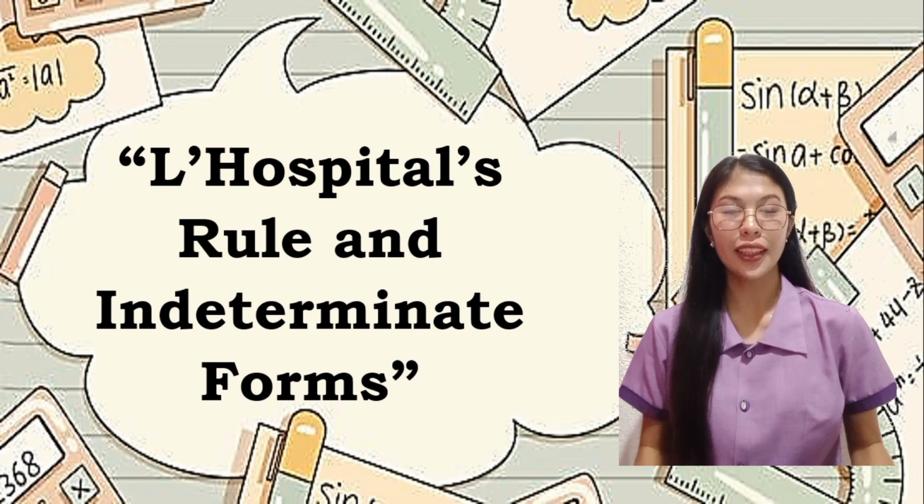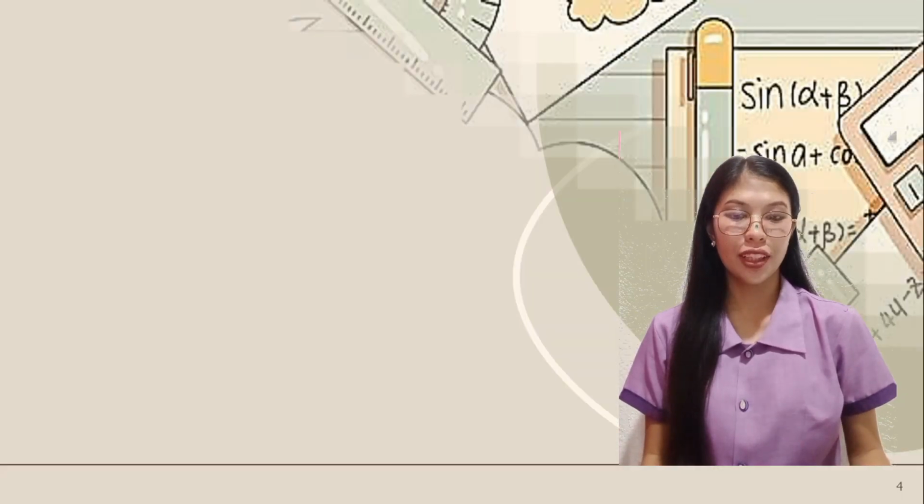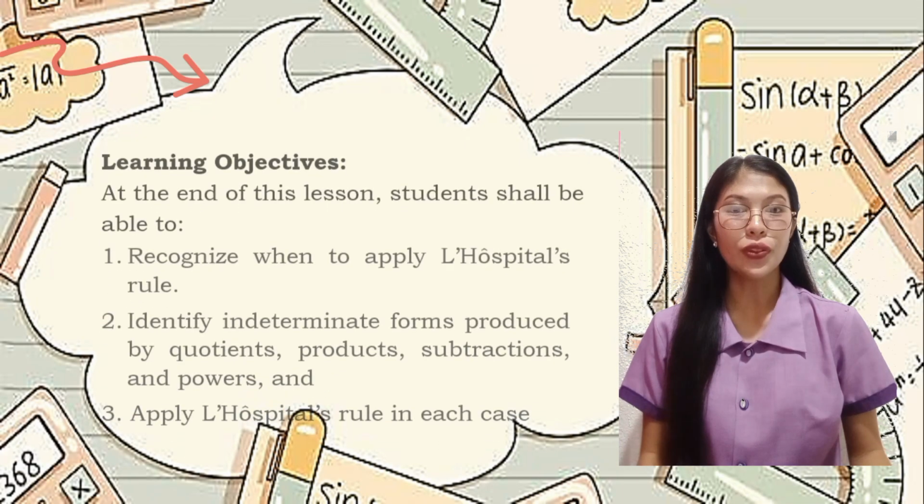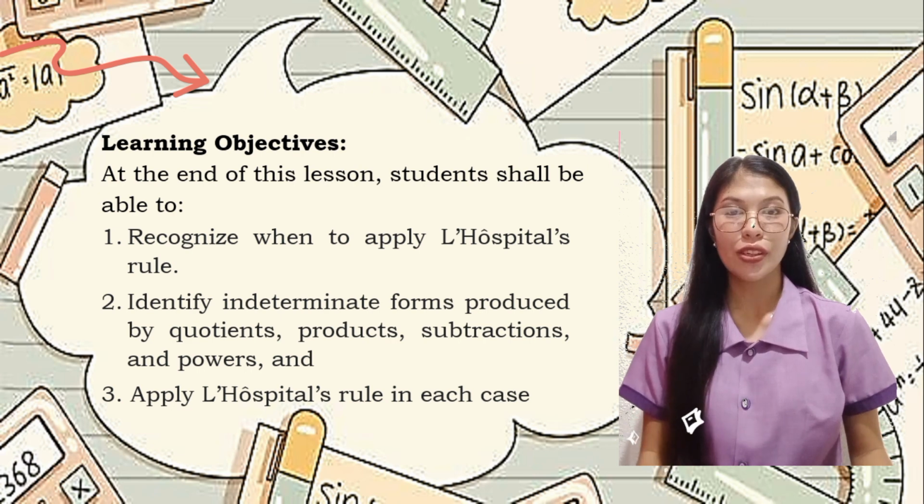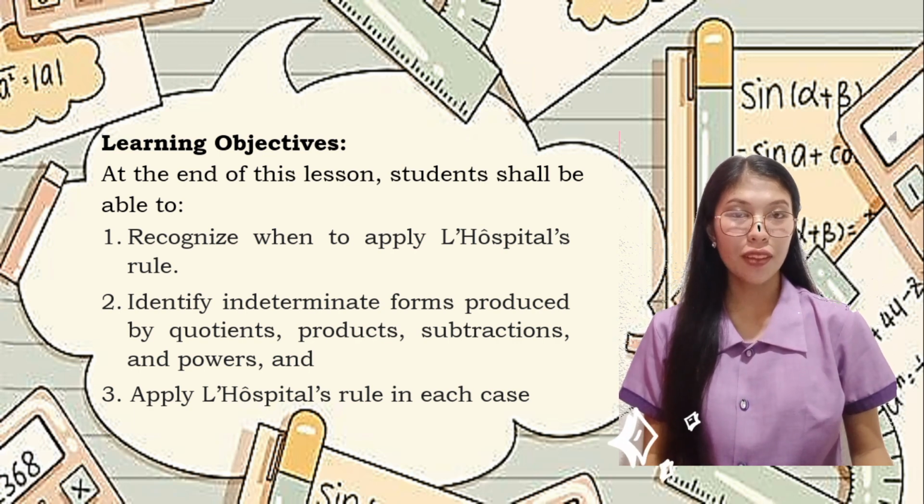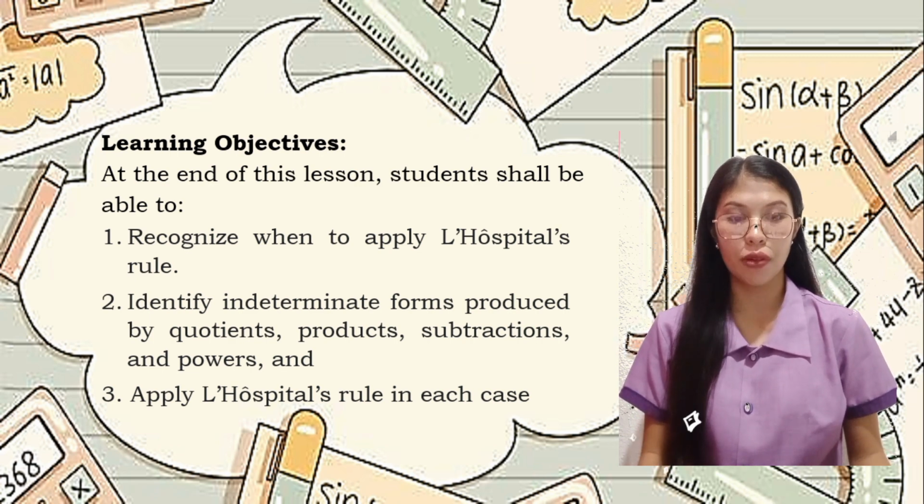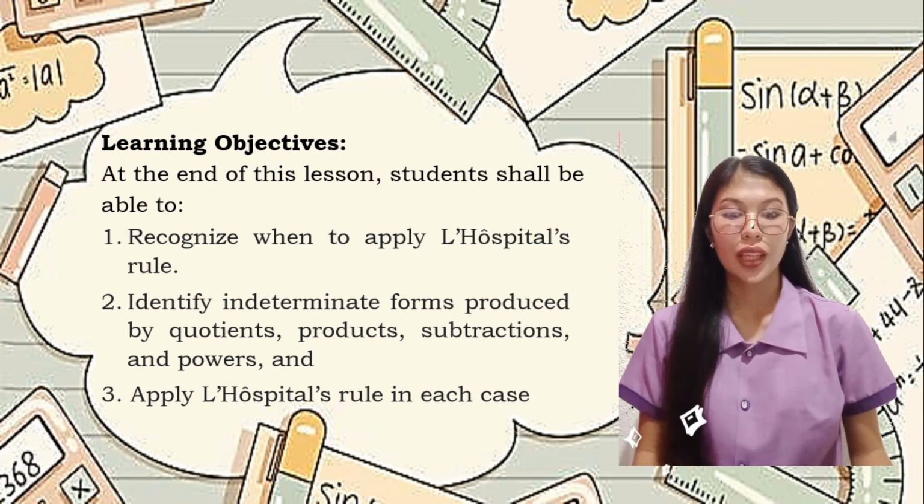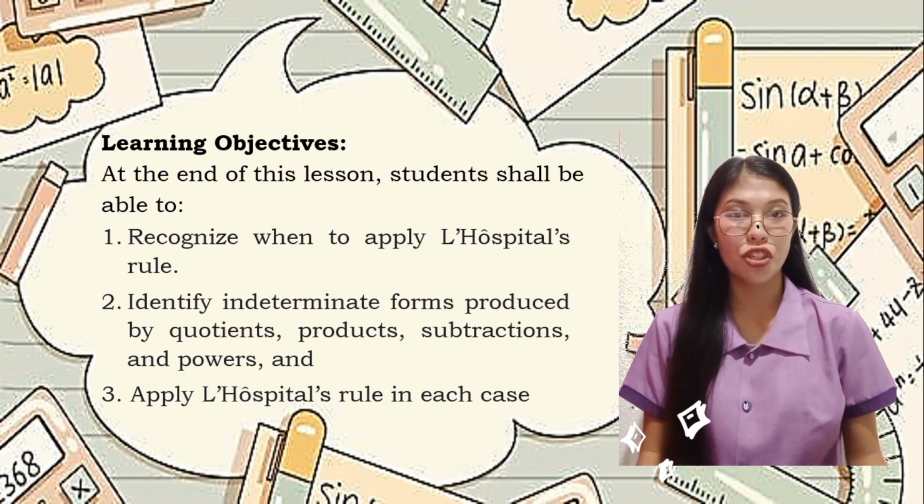But before we start, let me read to you our learning objectives. At the end of this lesson, students shall be able to, first, recognize when to apply L'Hopital's rule. Second, identify indeterminate forms produced by quotients, products, subtractions, and powers. And last, third, apply L'Hopital's rule in each case.